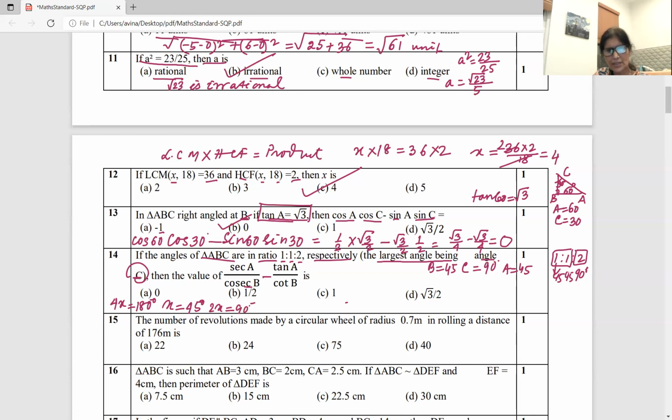After that, we come to the ratios: sec A, which becomes sec 45 by cosec 45 minus tan A, tan 45 upon cot 45. You must remember the values: sec 45 is under root 2, cosec 45 is also under root 2, tan 45 is 1, cot 45 is also 1. So it will be 1 minus 1. What will the answer be? The answer will be 0. So 0 is the answer.